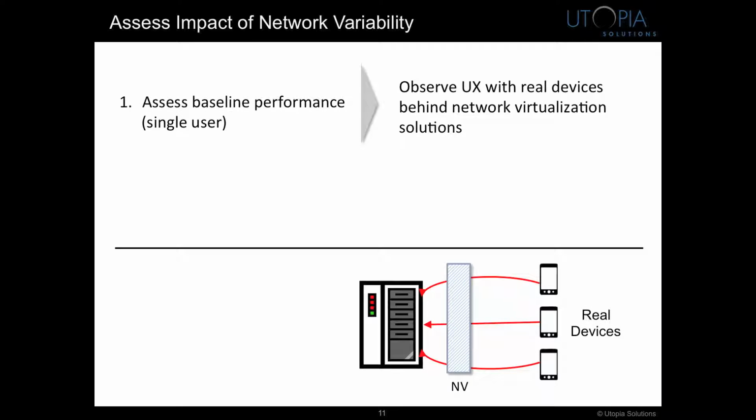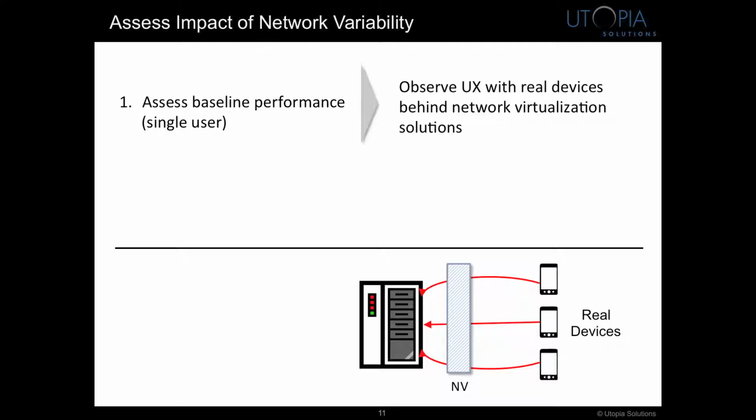So we need to assess the impact of network variability. And it can have a huge impact on performance, but it's probably the most ignored aspect of performance testing mobile systems. A high percentage of mobile test plans and strategies that I've evaluated do not speak to network conditions at all. At a minimum, we need to look at baseline performance in a single user mode.